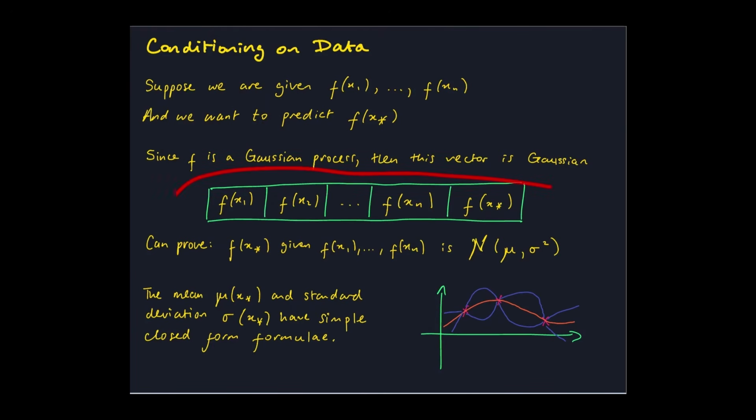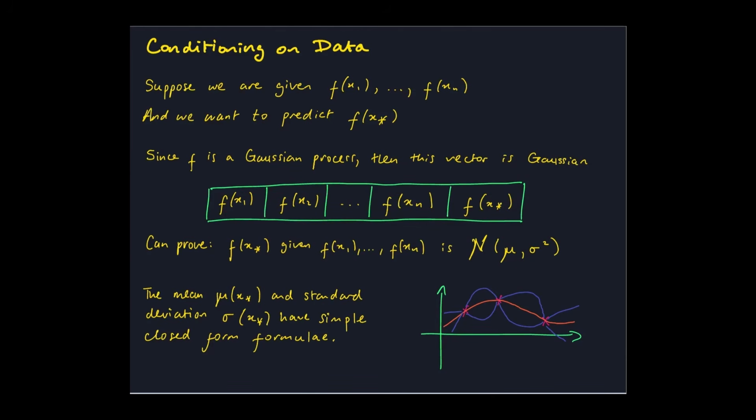You just think about stacking all of the things, like all of the things you know and the thing that you don't know, into one big vector. Because it's a Gaussian process, we know that the joint distribution of this quantity is Gaussian, because that's the definition of a Gaussian process for any collection of inputs, including the n inputs that I was given and the one that I want to predict on.